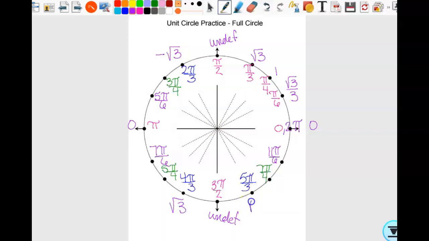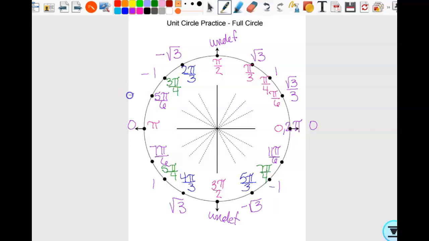5 pi thirds, square root of 3, positive or negative? Negative, okay? Because tangent's positive in the first and third quadrants. So 3 pi fourths is the same as pi fourths, but it's negative. Negative 1. This one's 1. This is negative 1. So this is why I've been saying, if you know the first quadrant, you know the rest. You just got to know if it's going to be positive or negative.